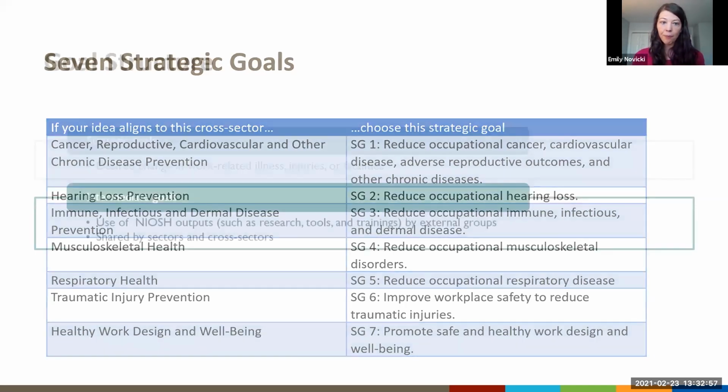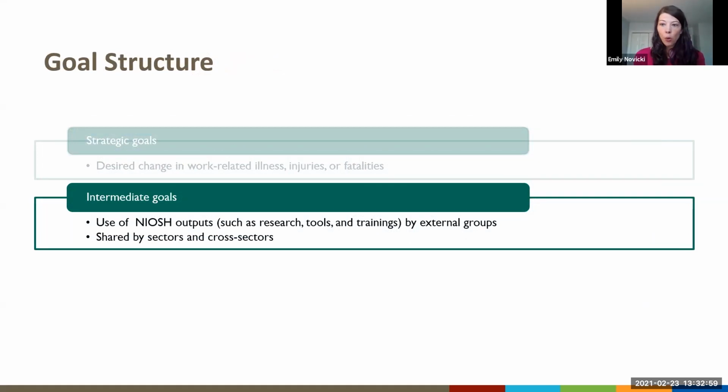So that part's easy. Intermediate goals are really focused on what we hope that other people will do with our research. We produce this important data, and then we turn it into tools and trainings and infographics and all kinds of stuff, and we want people to use that information. That's really what we're going for in these intermediate goals, and these are shared by sectors and cross-sectors.